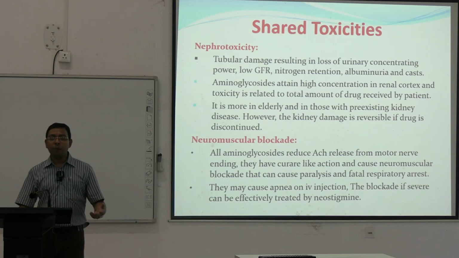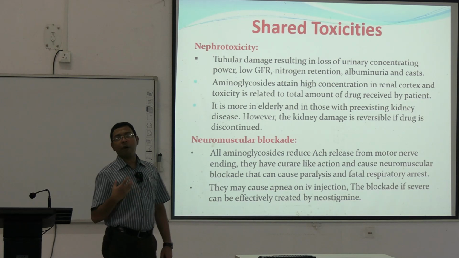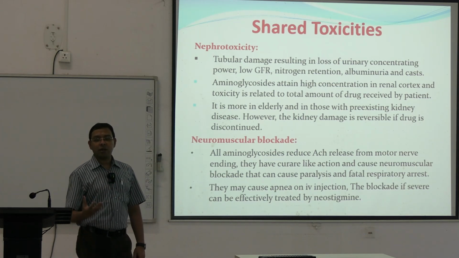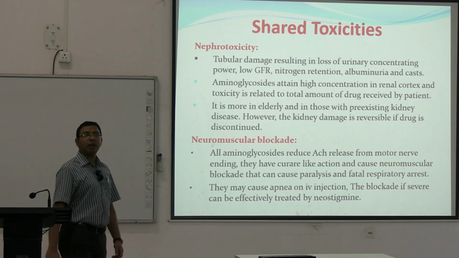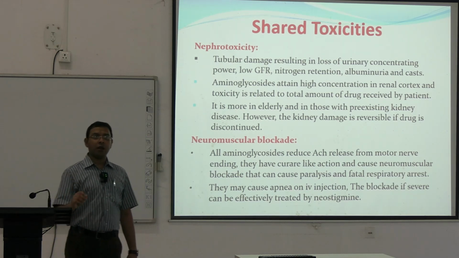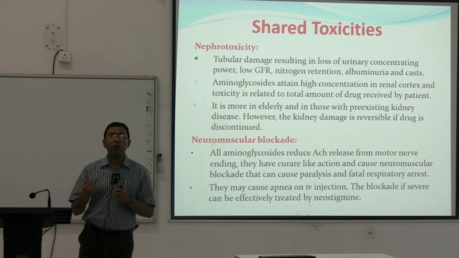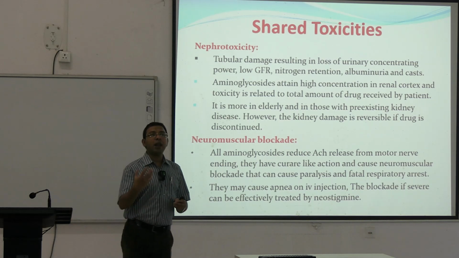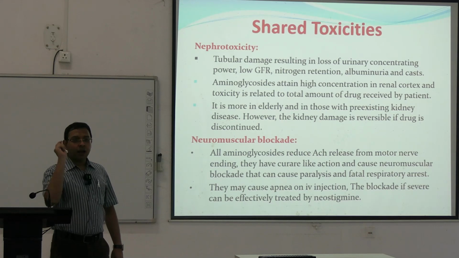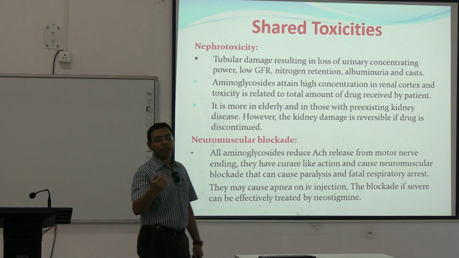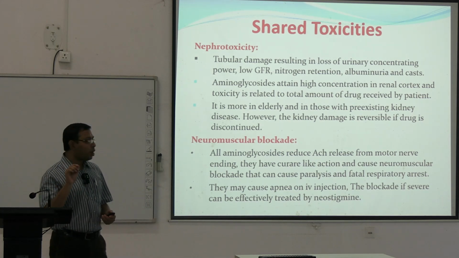If there is more neuromuscular blockade, there may be paralysis. And if the respiratory muscles are affected by the neuromuscular blockade, there may be respiratory arrest. The patient cannot take a breath. So this can also happen. They may cause apnea on IV injection. Apnea means temporary stoppage of respiration. When we use the IV injection, there will be a sudden decrease of acetylcholine release from the motor nerve terminals and a Curare-like action, like the South American tribes who use arrow poison like Curare that hits instantly. There will be a decrease of acetylcholine and the patient may die or go into paralysis. That may again happen with these aminoglycosides.